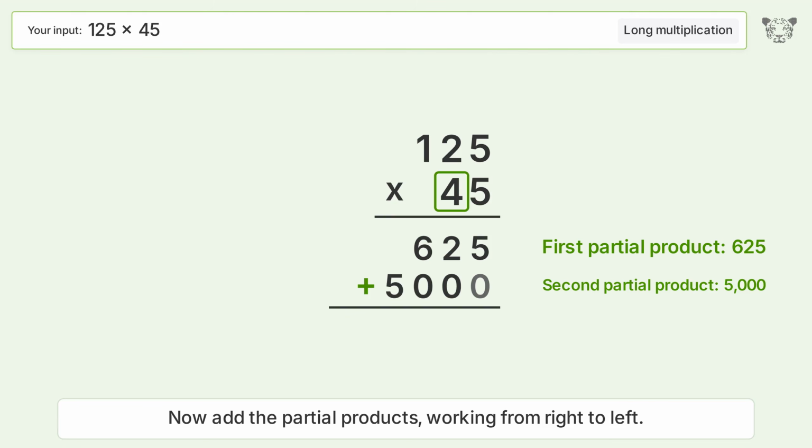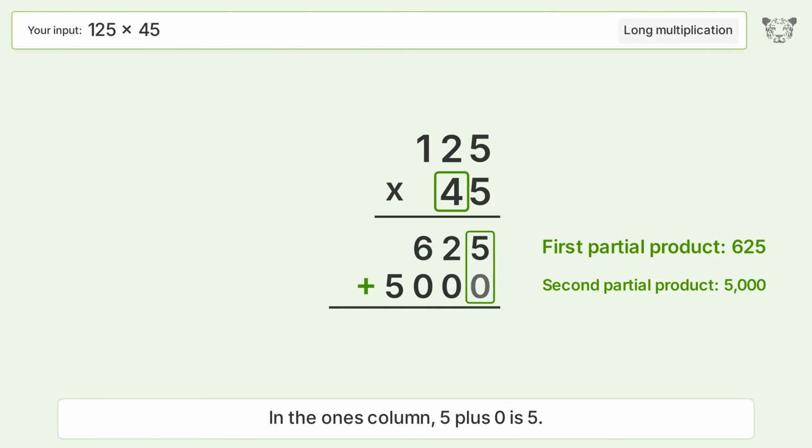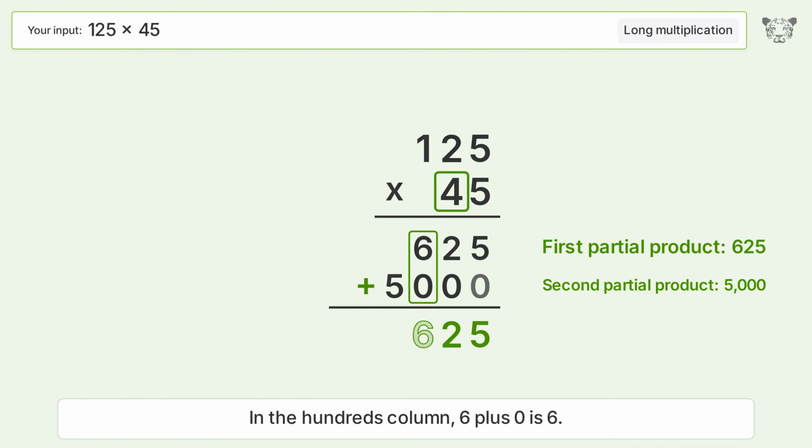Now add the partial products, working from right to left. In the ones column, 5 plus 0 is 5. In the tens column, 2 plus 0 is 2. In the hundreds column, 6 plus 0 is 6.